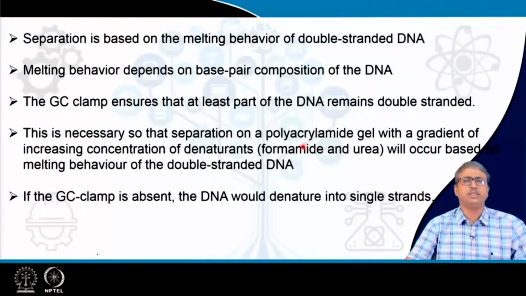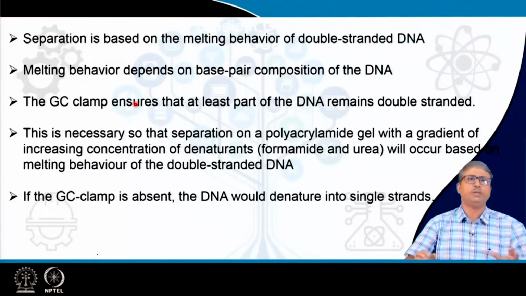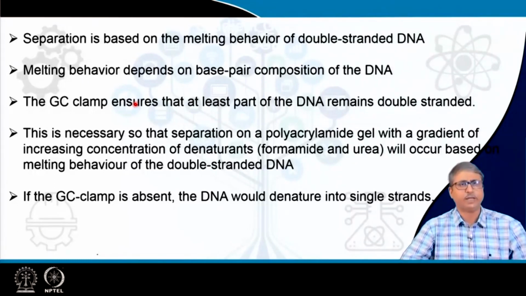Now, the separation of the phylotypes, or different 16S genes, is based on the melting behavior, and melting behavior depends on the base pair composition. However, the GC clamp ensures that at least part of the DNA remains double-stranded. I will explain this: if we allow them to denature completely, then two single strands will be formed, and in the gel we won't be able to detect them. They will migrate very fast then. We do not want to lose them; rather we want to have a distinct band.